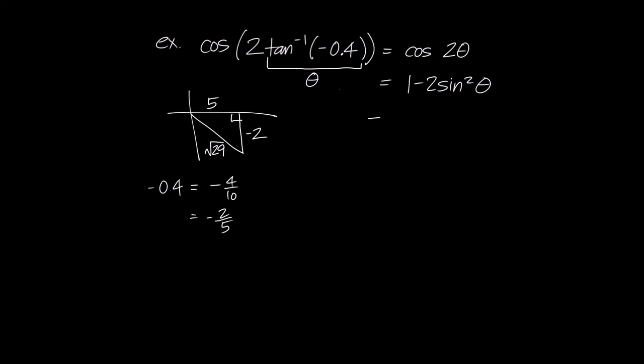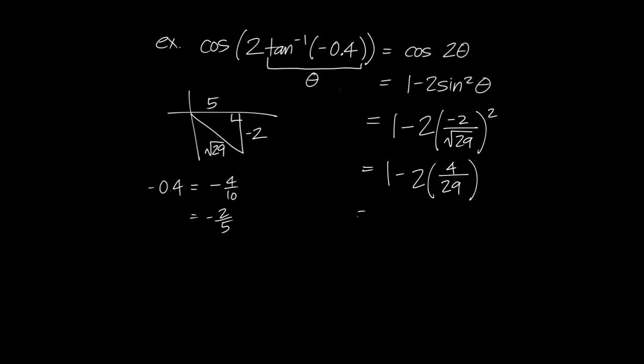Okay, so now we're ready. We just use the picture. 1 minus 2 times sine squared theta, and according to this picture, sine is opposite over hypotenuse. So the sine value is going to be negative 2 over square root of 29, and we're squaring the sine theta. And so here we have 1 minus 2 times positive 4 over 29. And so we have 1 minus 8 over 29, which is equal to 21 over 29. And so here is our answer.